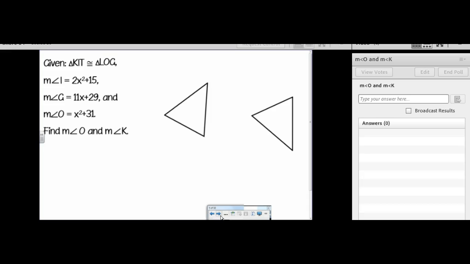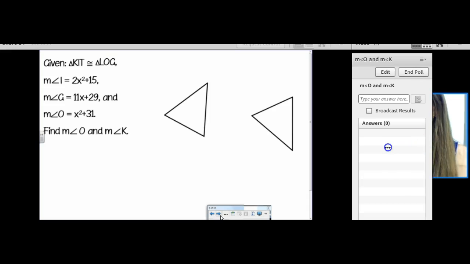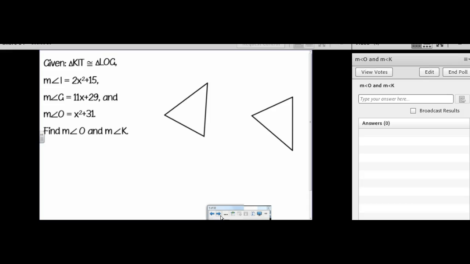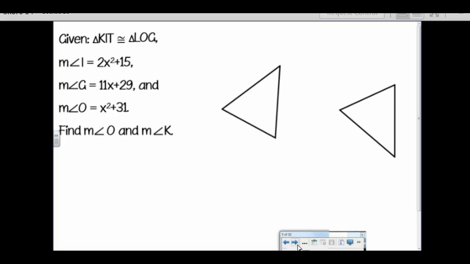Given triangle KIT is congruent to triangle LOG, the measure of angle I is given, the measure of angle G is given, and the measure of angle O is given. Find the measure of angle O and the measure of angle K. I will get you started on the test. You can choose whether you would like to draw a picture or not. There will not be pictures drawn for you, so it's your choice whether this helps you organize your information or not.